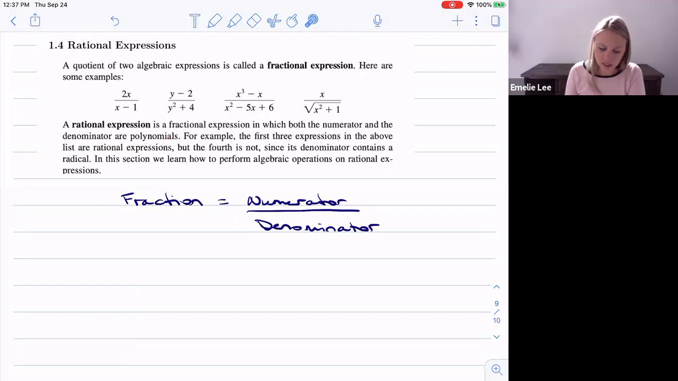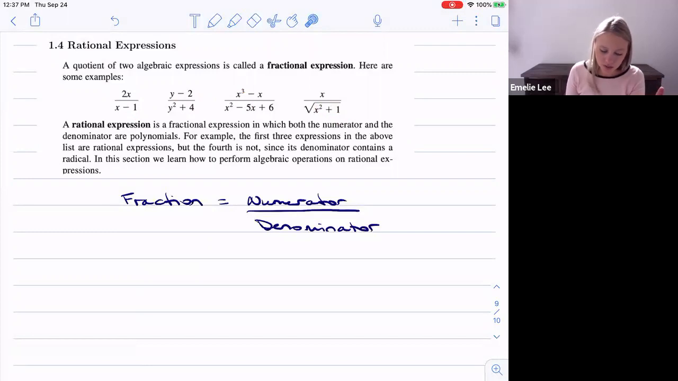So let's have a look here. 2x, that's a polynomial, it's a monomial, it's just one term. x minus 1 is a polynomial, y minus 2 is a polynomial, y squared plus 4. All of these are polynomials until we get to the square root of x squared plus 1. That's no longer a polynomial. It's the square root of a polynomial, but itself is not a polynomial. But that's okay, we'll be able to deal with that too.